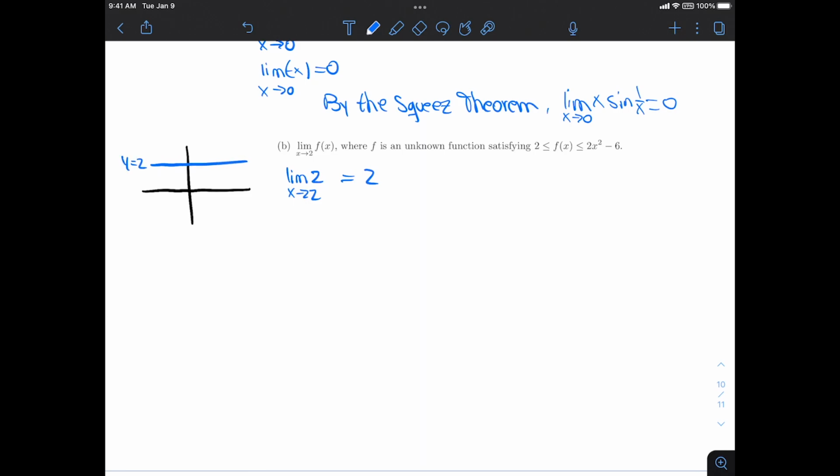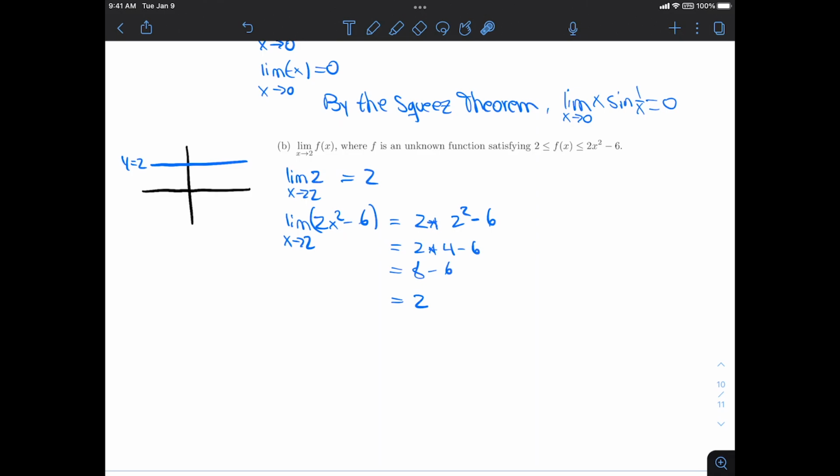Now the other limit that I find is the limit of 2x squared minus 6. So this is a quadratic polynomial function, right? And I can just use direct substitution for this limit. So that's 2 times 2 squared minus 6. So that's 2 times 4 minus 6. That's 8 minus 6. That's also 2. So this is a parabola, concave up rather, right?